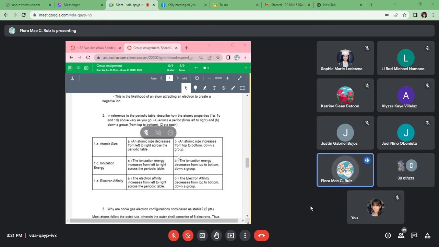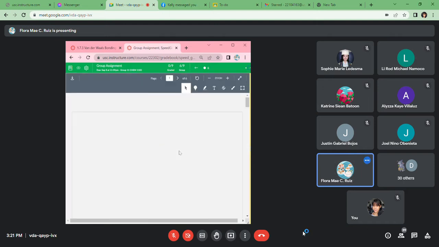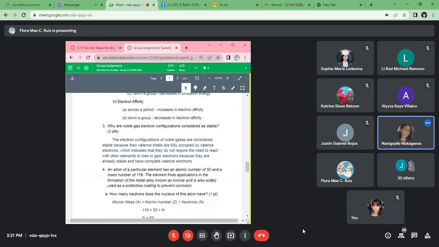All right. So next, let's have group 6. We'll discuss B3. Why are noble gas electron configurations considered as stable? The electron configurations of noble gases are considered stable because their valence shells are fully occupied by valence electrons, which indicates that they do not need to react with other elements to lose or gain electrons because they are already stable and have complete valence electrons.